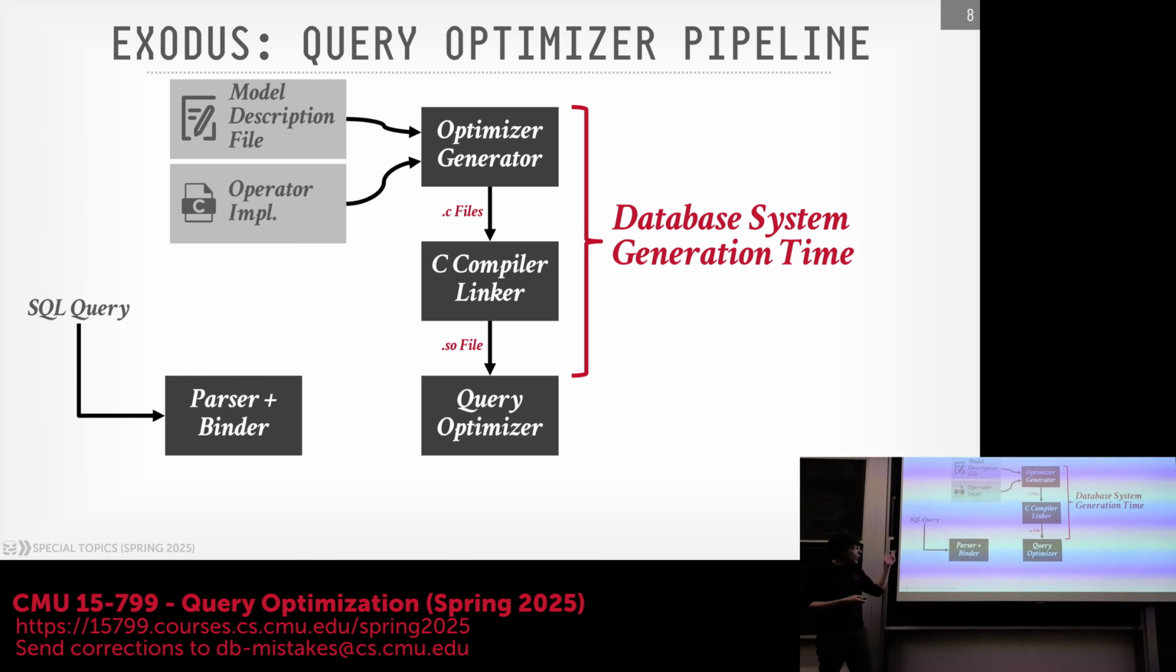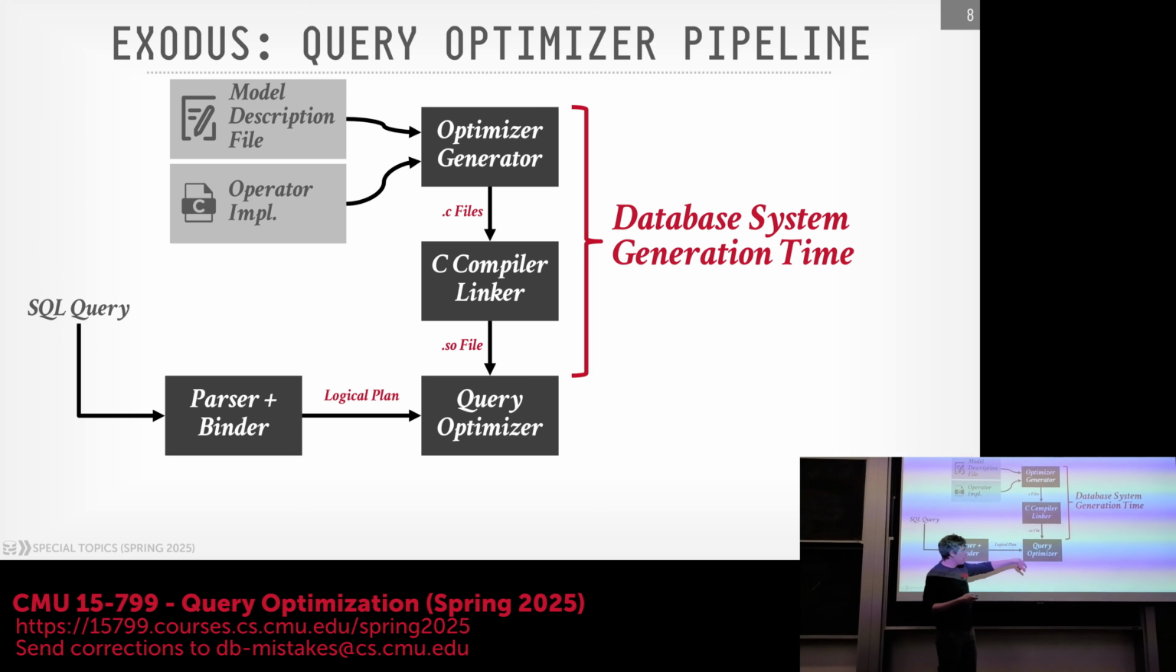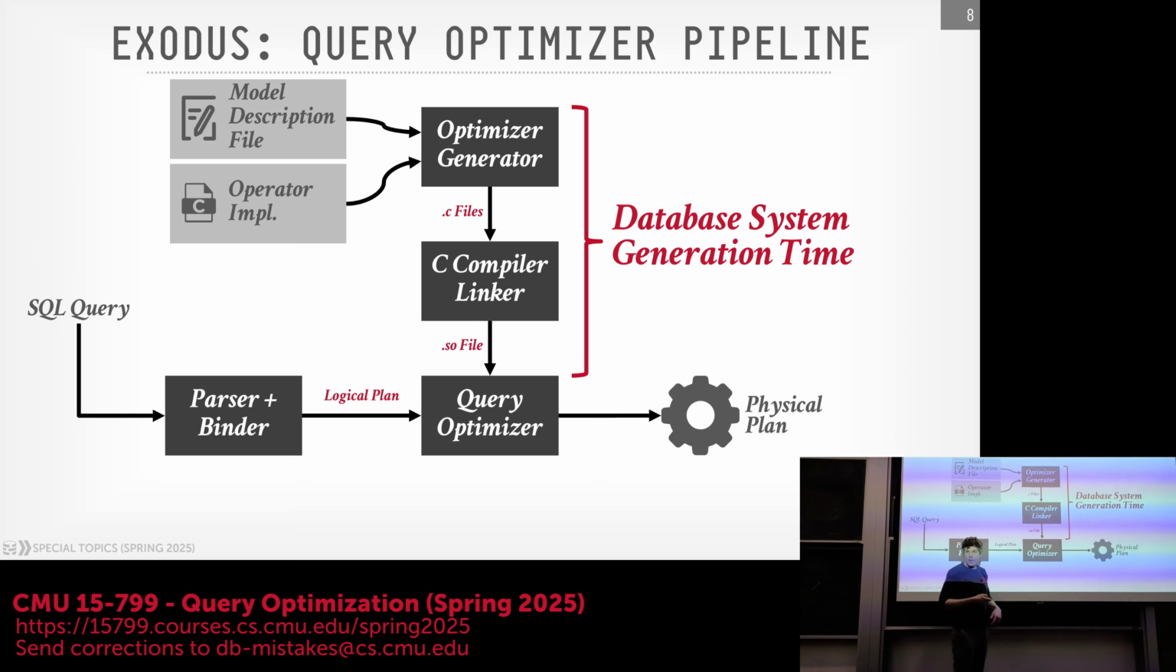And then when it's actually deployed, the SQL query shows up. We run it through the parser and the binder just as we did before. This produces a logical plan, which we then feed into the query optimizer, which does all the stuff that we're going to talk about now, and then it spits out a physical plan.